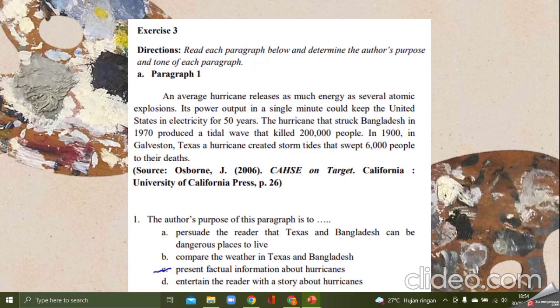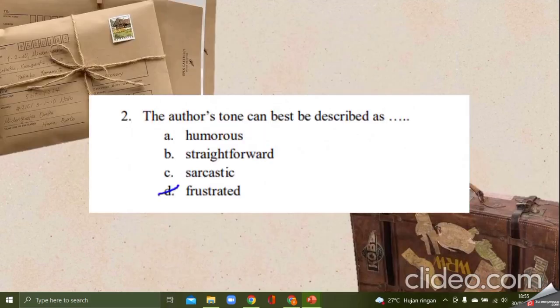The question is: the author's purpose in the paragraph is to... The answer is C. Present factual information about hurricanes. Number 2: the author's tone can best be described as... The answer is D. Frustrated.